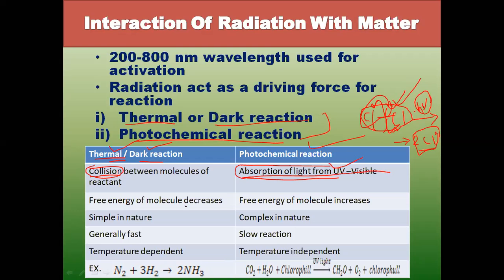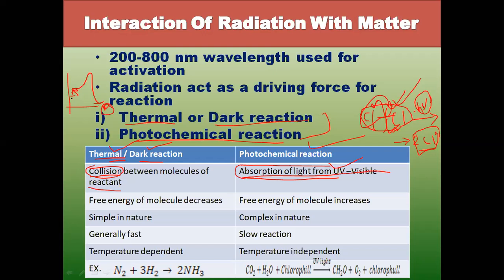Then the free energy of the molecule decreases. What happened? We know the energy profile diagram. In the energy profile diagram, there is a reactant, it undergoes the reaction, and finally it is converted to the product. We can see the product obtained has a lower energy.